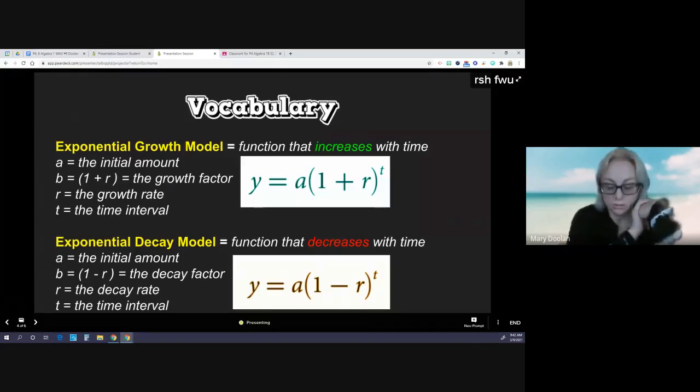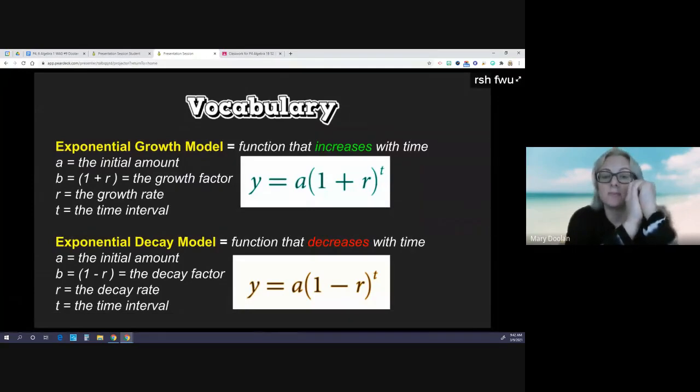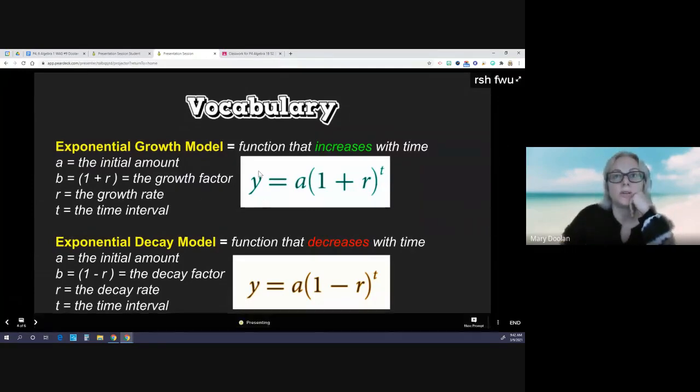This is our exponential growth model. It's a function that increases with time, and it looks like what you see here in green. Y equals A times 1 plus R to the t power. So this is following that same basic exponential general function form.